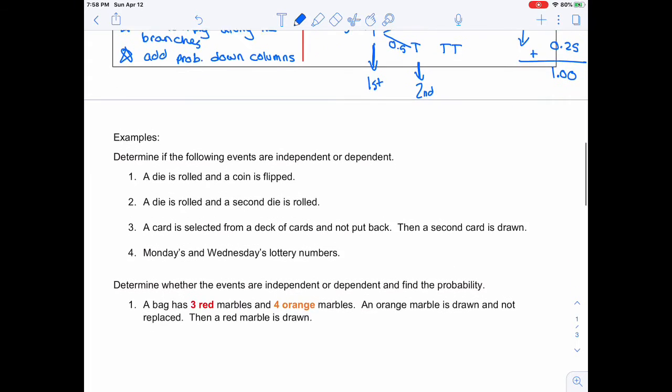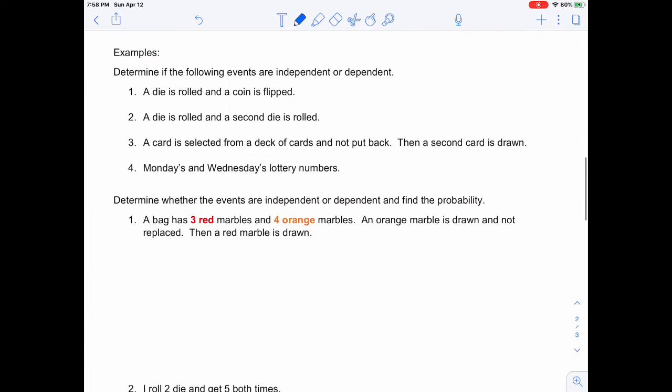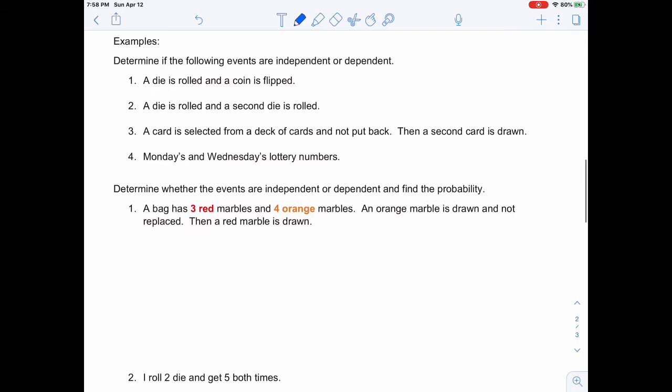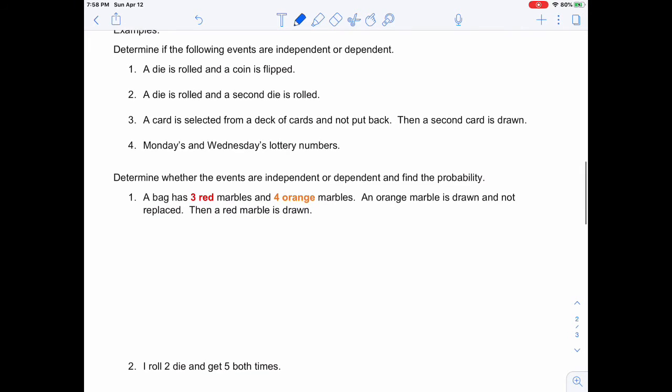Okay, now moving on to our examples. So we have to first determine if these events here are independent or dependent. So I think I actually used this up above, but I said a die is rolled and a coin is flipped. Automatically, you should think independent. They have nothing to do with each other. One did not affect the other. Now for the second one, we have a die is rolled and a second die is rolled. So they do both involve dice, but again, if you roll one and then roll a second one, that has nothing to do with each other. So that event there, again, is independent.